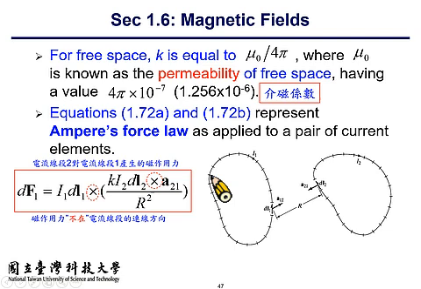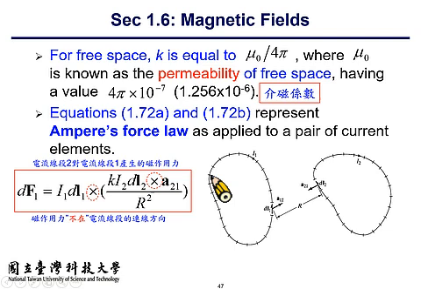Alright, for free space, the constant k equals mu sub 0 over 4 pi. So here is another similarity as we've seen from Coulomb's law. It's mu sub 0 over 4 pi, where the 4 pi is related to the total steradian in a spherical space, and mu sub 0 is related to the magnetic property in this space.